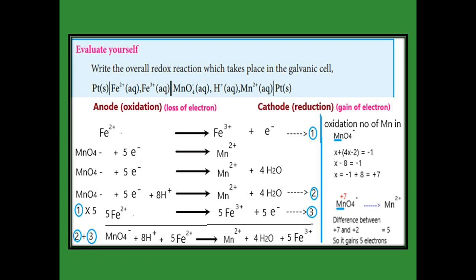It is mentioned as equation 1. Now see the cathode side. What is given in the cell notation on the cathode side? MnO4- and Mn2+. Here, in MnO4-, we have to find out the oxidation number of manganese. So on the right hand side, after the blue line, I indicated the oxidation number of manganese.